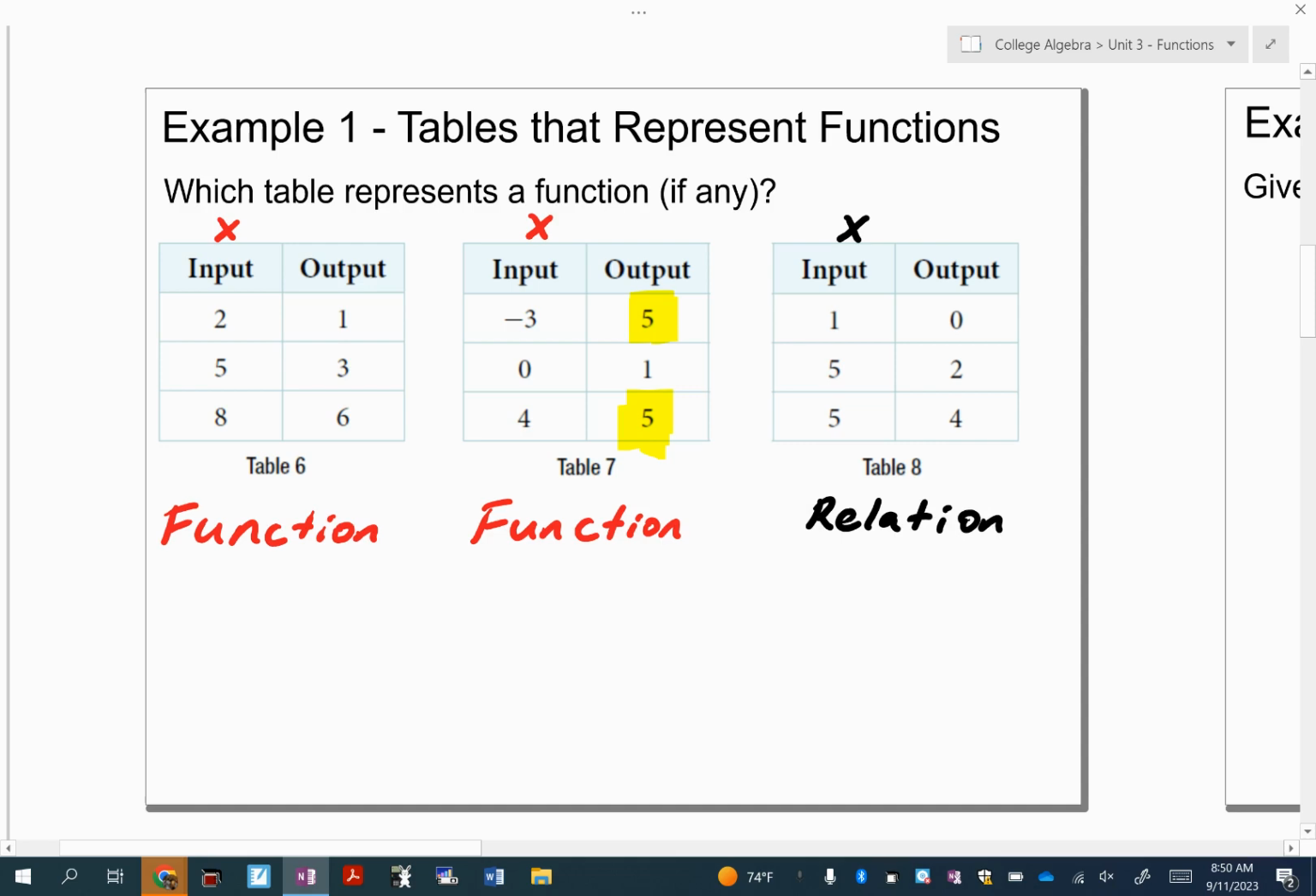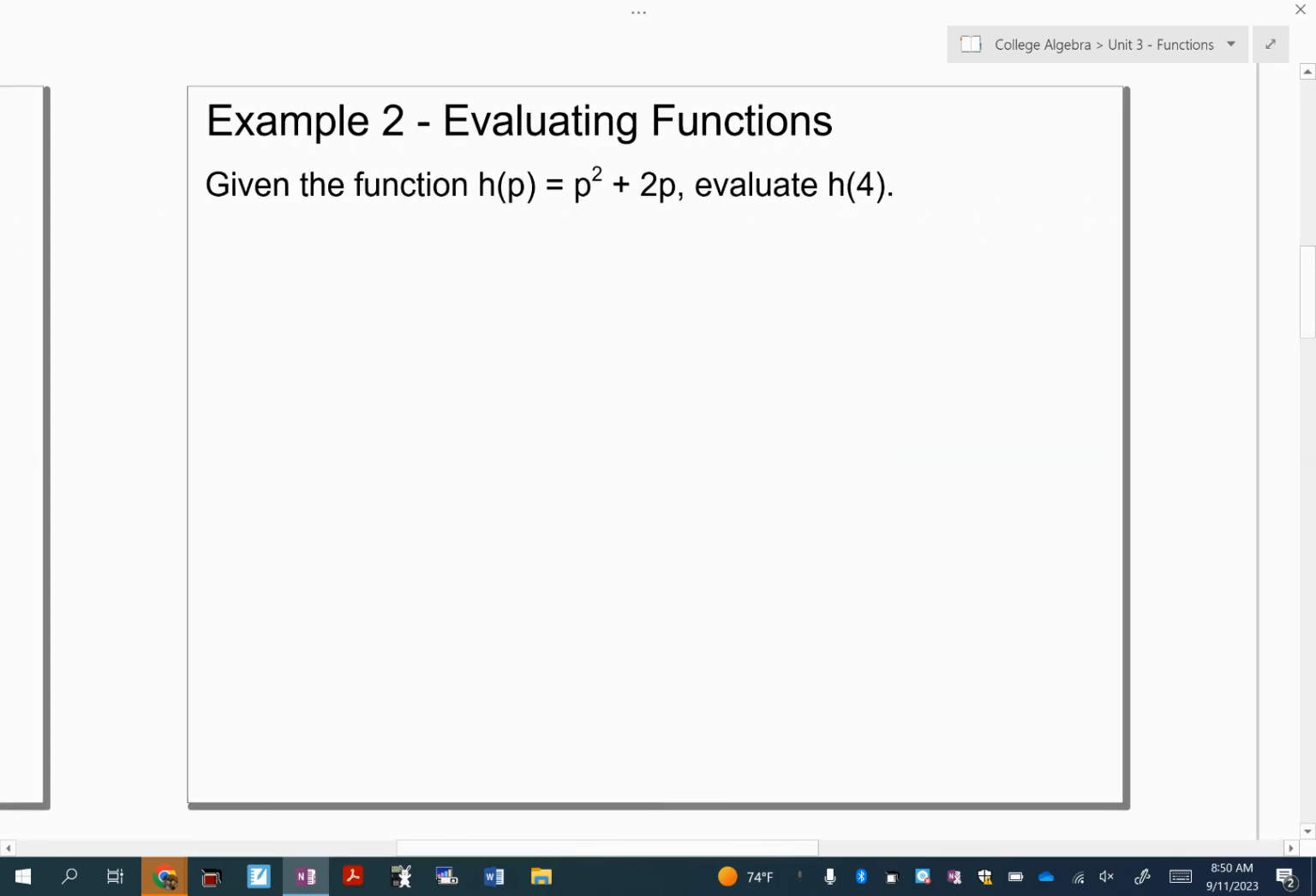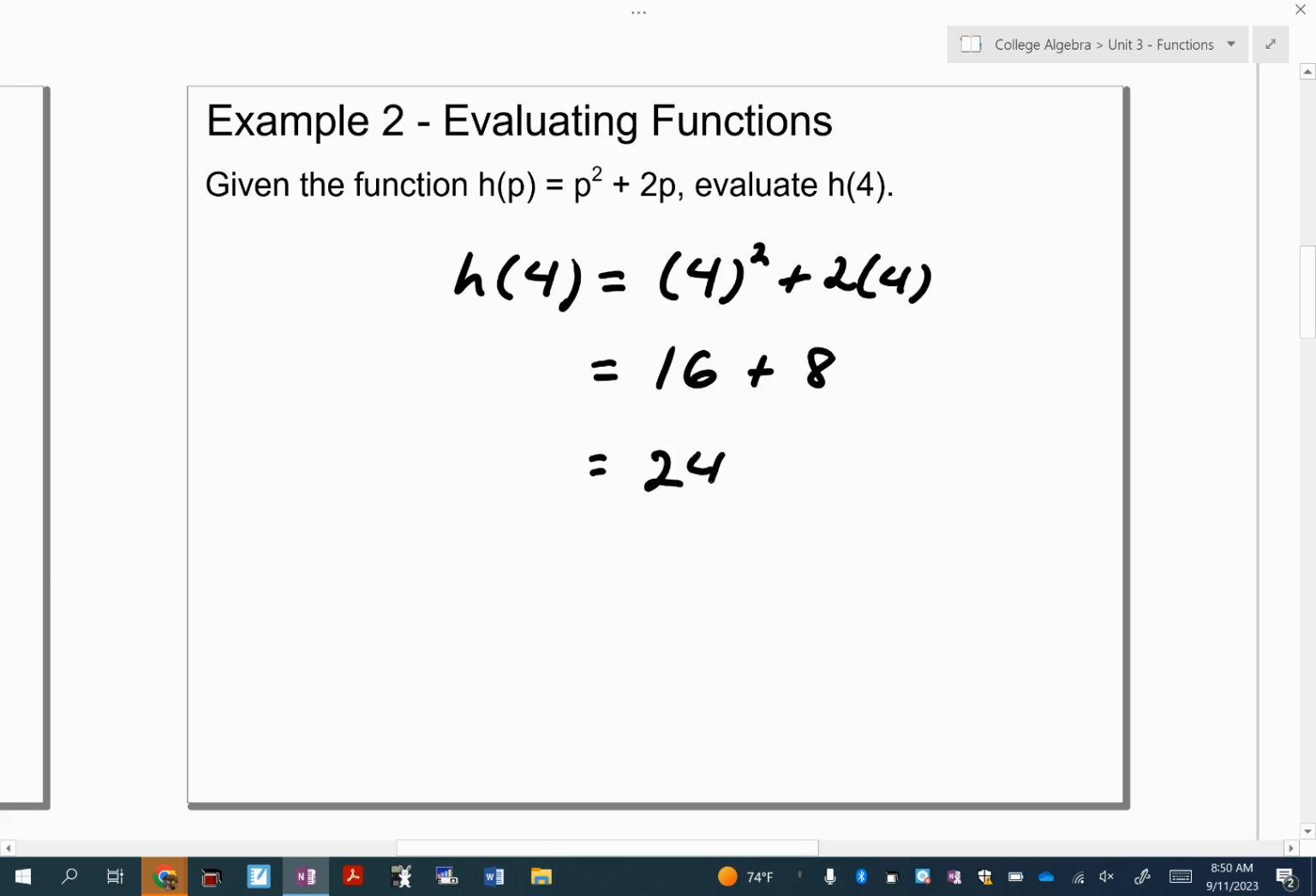Okay, let's do some evaluating when you're given the actual function written out. In this case, we have a quadratic function, p squared. So I'm going to evaluate this with my notation at 4, which just means that wherever I see p, I'm going to replace it with parentheses and that number 4. All right, so 4 squared is 16. 2 times 4 is 8. So that's going to be 24. So h of 4 is 24.